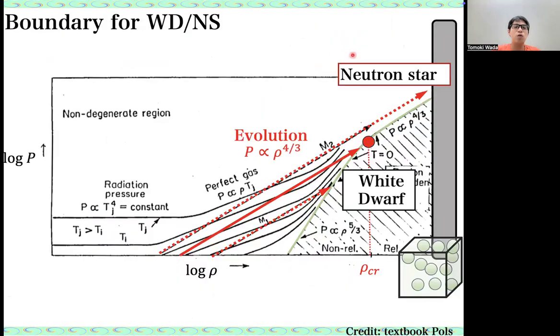Then the question is the boundary between these two cases. For the low total mass case, it increases along this line and encounters this green line. This case is a white dwarf. And in the more massive case, it cannot encounter the green line and makes neutron stars. And there should be a boundary between these two conditions, something like this red line. Let's consider this boundary.